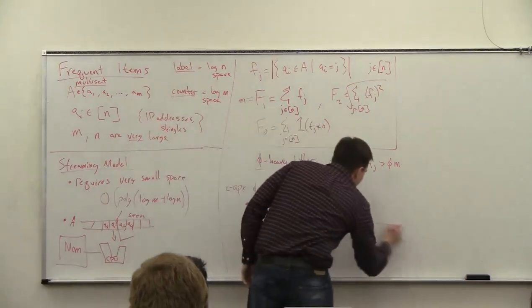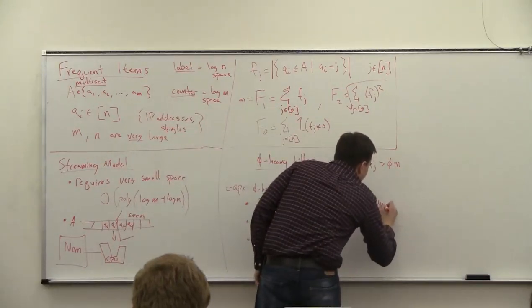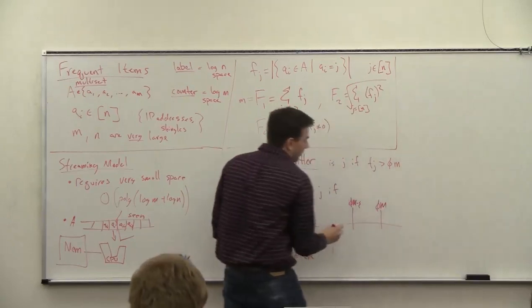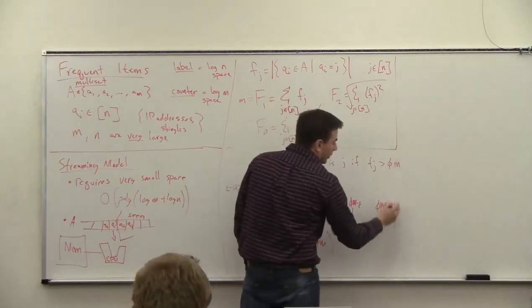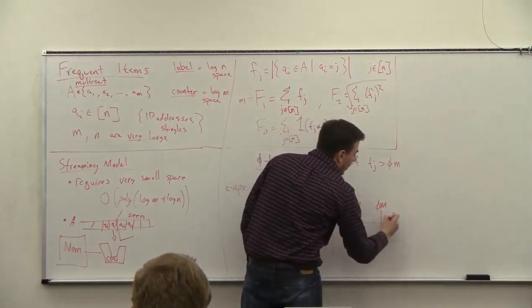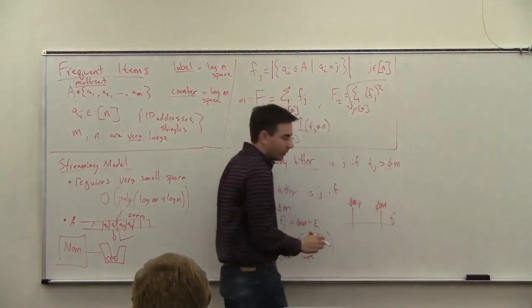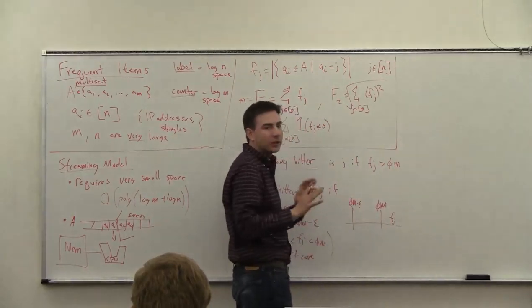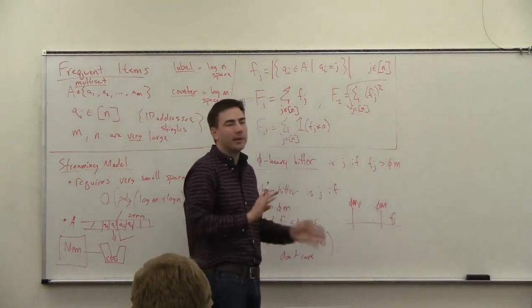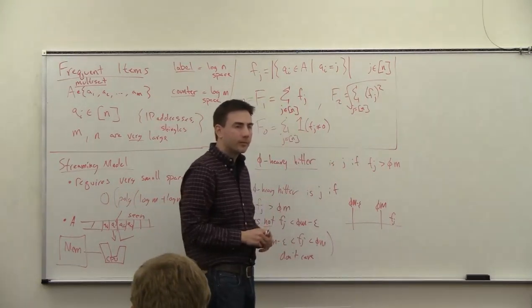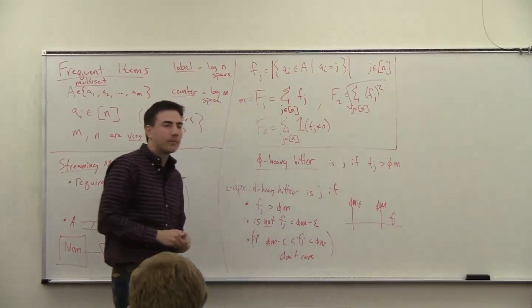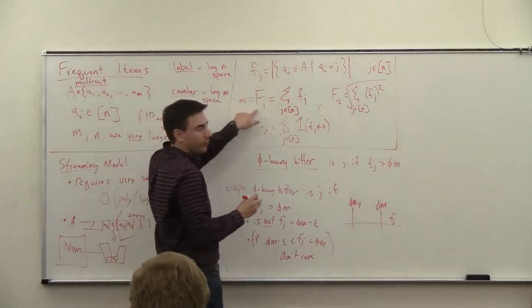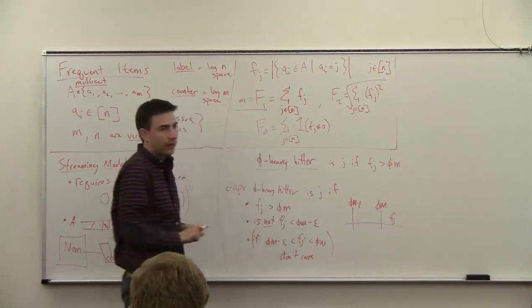So you have phi m, and you have phi m minus epsilon here. If you have fj here, then you have to report it. If you have it here, then you can't report it. If it's here, then you say, well, I'm not sure, so maybe I report it, maybe I don't. Right. So m is the total, the number of elements. You're saying 10% of them, approximately, right?